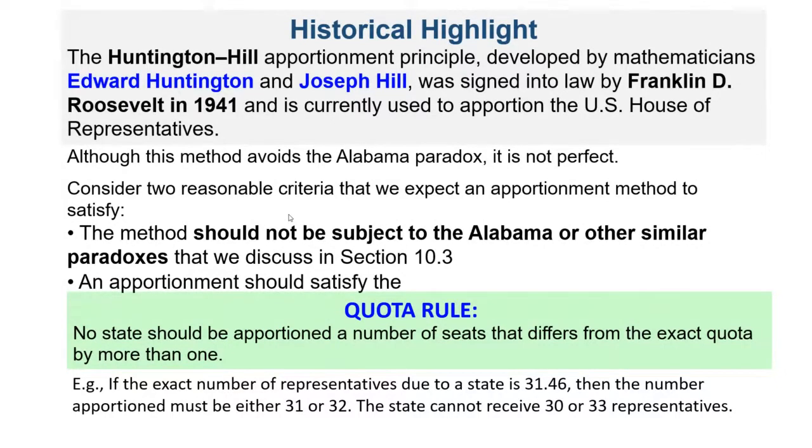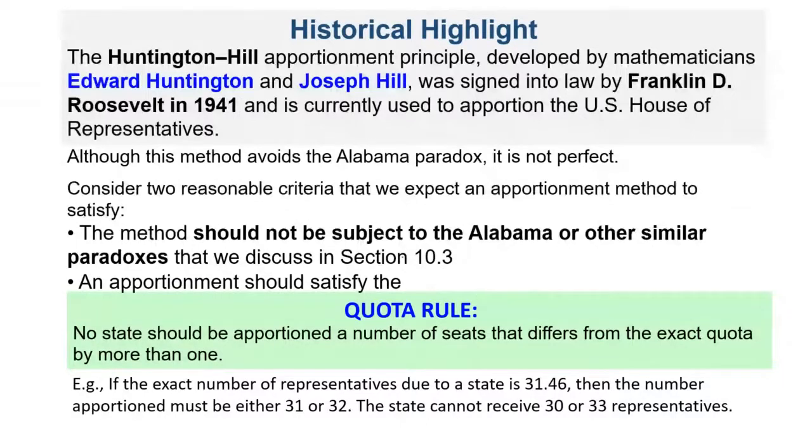So the exact quota, remember, in the Hamilton method. In the Hamilton method, we found the exact quota. It was a number with a fractional part. We cannot assign a fractional part of a representative. And with the Huntington-Hill method, it may happen that the number assigned is too far from the exact quota.